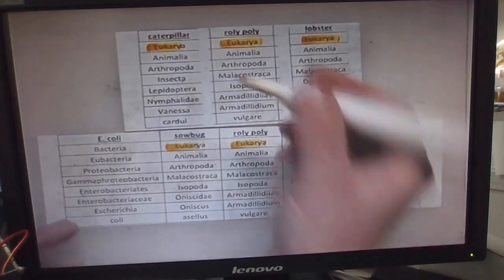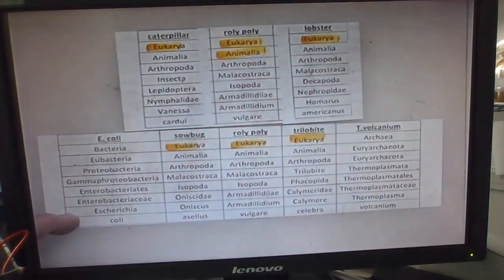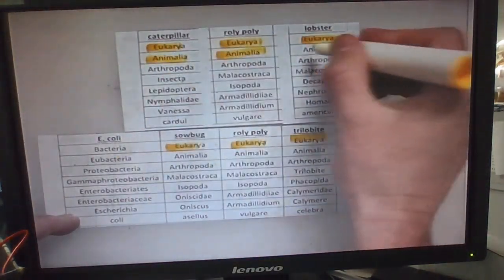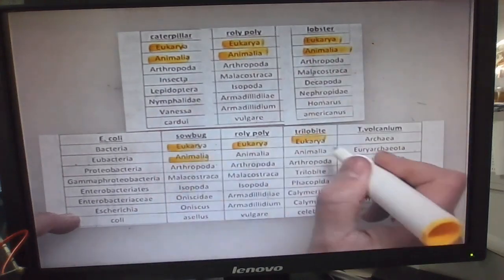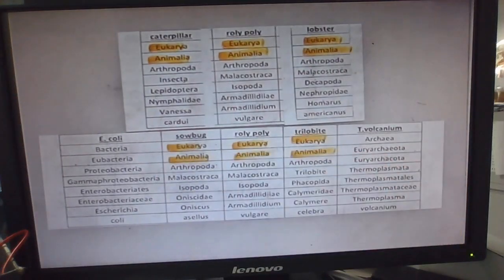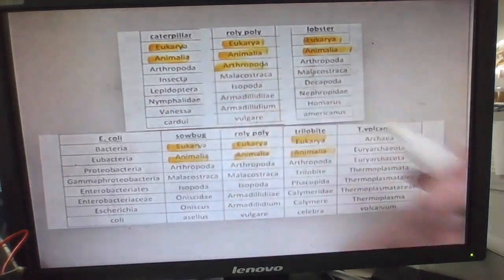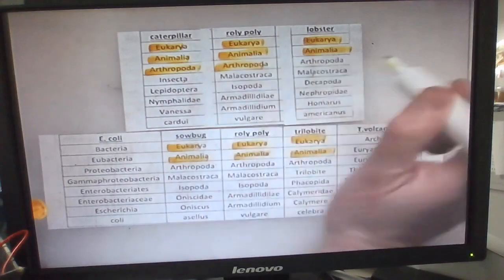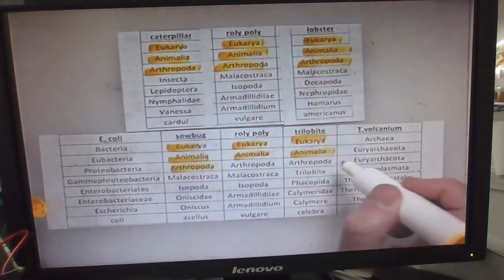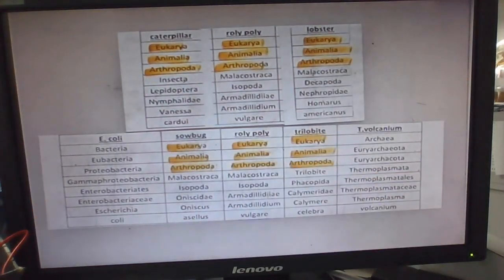All right, roly-poly is in the kingdom Animalia. So is the caterpillar, so is the lobster, so is the sowbug, so is the trilobite. So that really didn't help us. Daring King Philip, phylum. Roly-poly's phylum is Arthropoda, so is the caterpillar, so is the lobster, so is the sowbug, so is the trilobite.